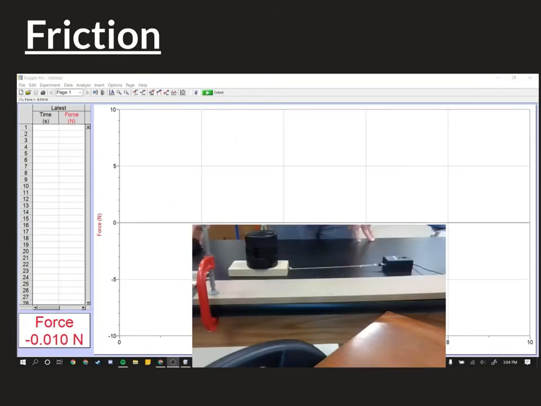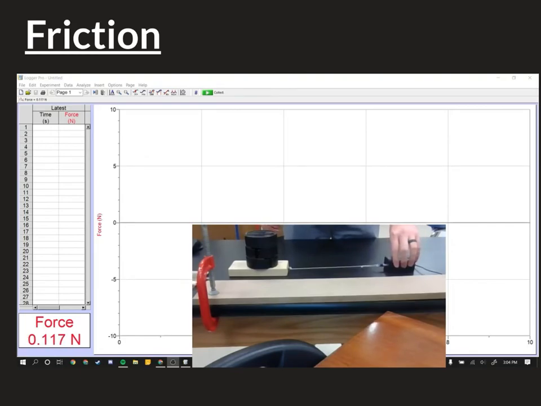So the situation we have here is I'm going to be pulling this string with a force sensor. I'm going to pull it to the right, and I'm pulling this wood block that has some mass on top of it. We're going to treat the wood block and the masses as one object that we can change the mass of by taking some of these off or placing more on. So let's look at what happens first.